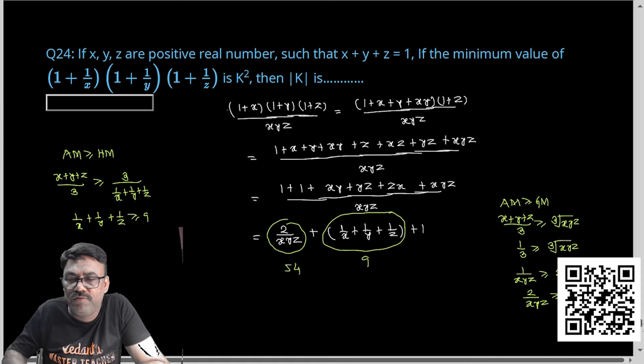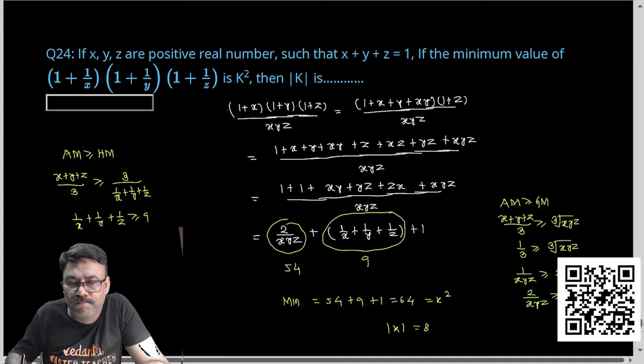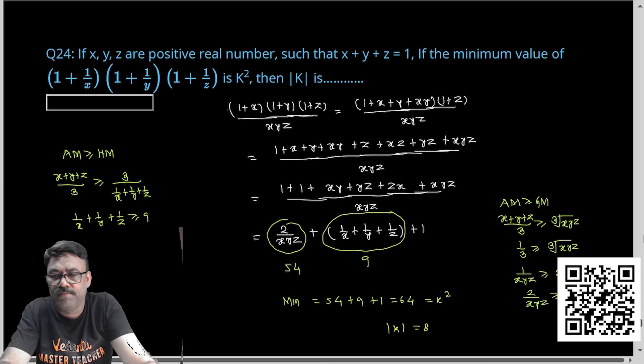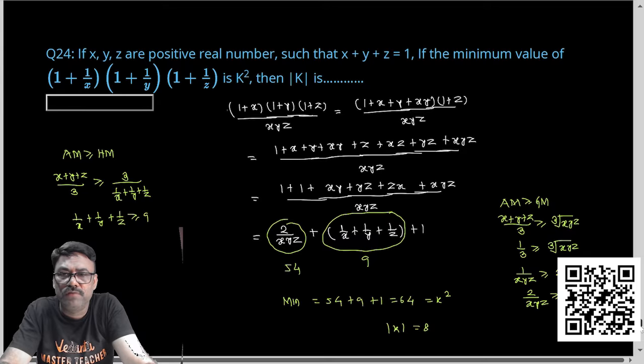So hence the minimum value is what? Minimum value is 54 plus 9 plus 1, which is 64. So k square is 64, so hence mod k is 8. So 8 is the correct answer here. Simple application of AM, GM, HM.